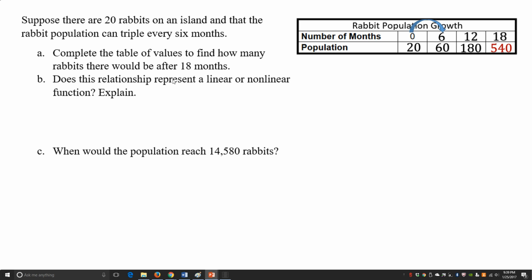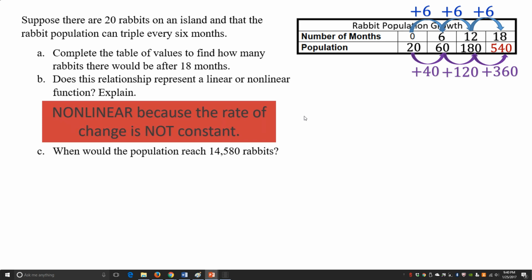So the next question is, does it represent a linear or nonlinear function? Going from here to here, we have plus 6, plus 6, plus 6. But down here, we have plus 40, plus 120, and plus 360. So linear or nonlinear? This is nonlinear because this is not a constant rate of change. It is increasing more and more every 6 months.